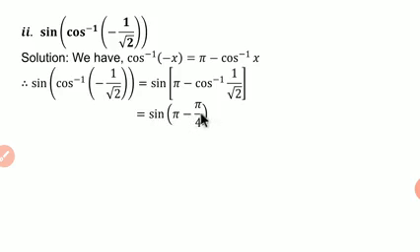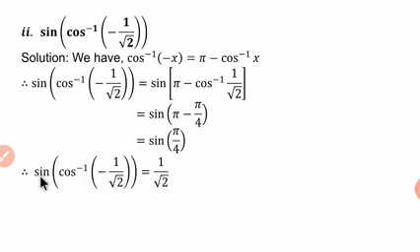So we get it is equal to sin of pi minus pi by 4. Now sin of pi minus theta means the angle is in the second quadrant, and in the second quadrant the sin function is positive. And so sin of pi minus theta is sin theta. So it is equal to sin pi by 4, and the value of sin pi by 4 is 1 upon root 2. So sin of cos inverse of minus 1 upon root 2 is equal to 1 upon root 2. This is the solution for this second example.